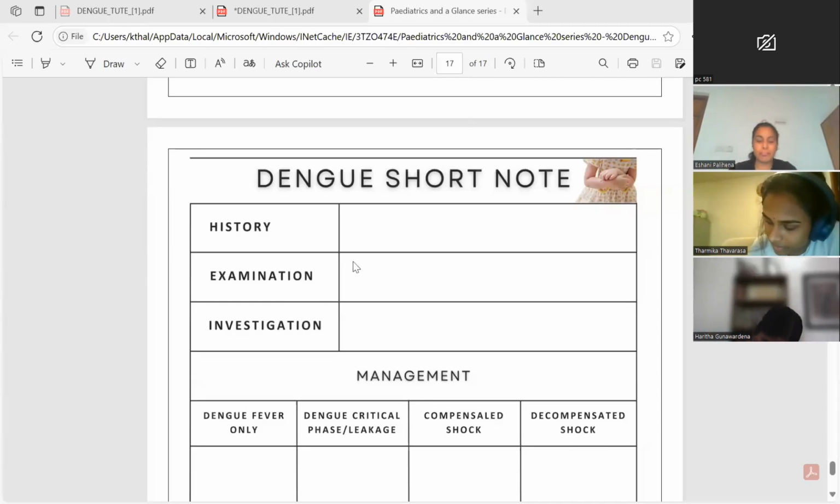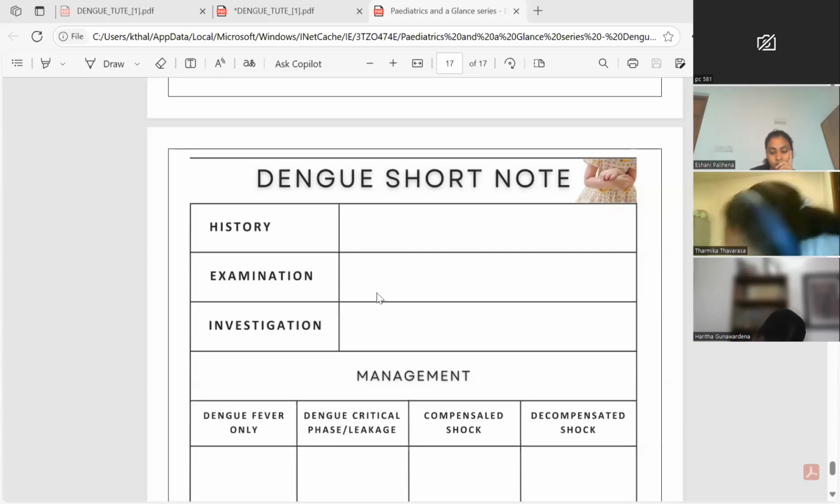Then examination, what do you have to examine for? Fever, ill-looking or well-looking, blood pressure, sorry, body weight. There could be a rash and level of dehydration. Next, examine for features of leakage. What do we write under leakage? Pleural effusions, ascites, sometimes pericardial effusions.